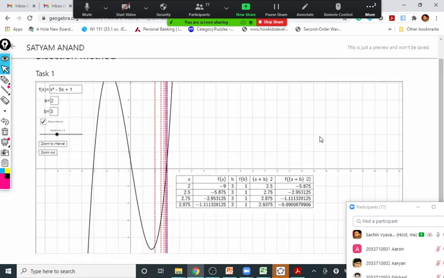Why is it taking too much time? No, Satyam, still I'm seeing your... We are just supposed to change the equation. Yes, X cube minus 9x plus 1, you have taken. Correct, you've done that. Okay. The graph is looking like that only.